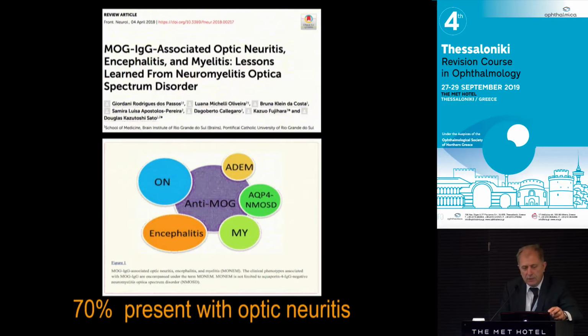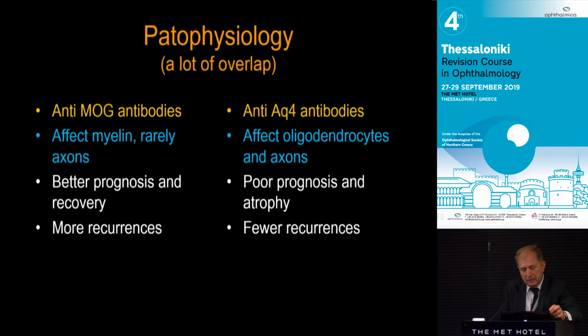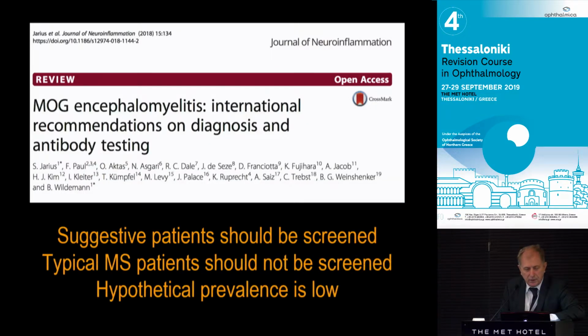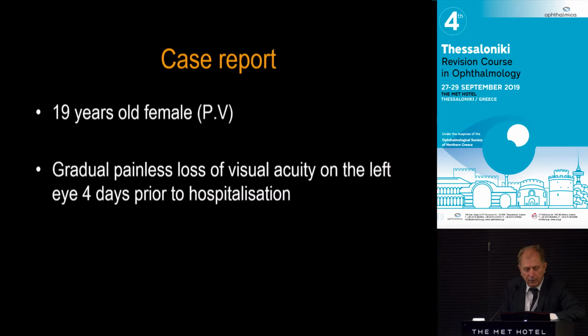associated optic neuritis is a spectrum of diseases, and it's something that will affect myelin, whilst anti-aquaporin 4 antibodies will affect more axons. So aquaporin 4 will be more aggressively affecting the optic nerve. There will be some differences between them, but there's also quite a lot of overlap.